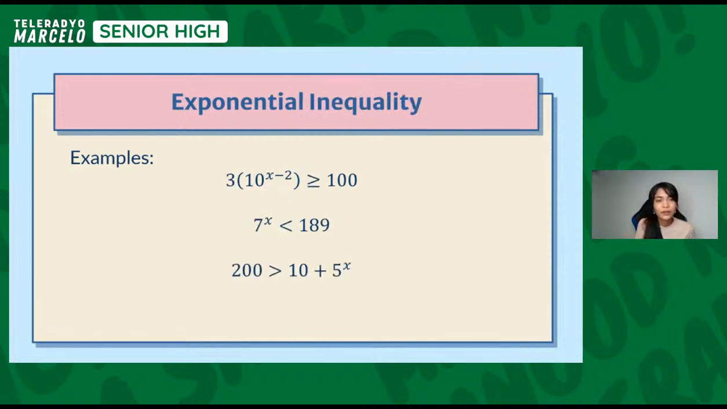For the next examples, let's take examples for exponential inequalities. We have here 3 times 10 raised to x minus 2 is greater than or equal to 100, 7 raised to x is less than 189, and 200 is greater than 10 plus 5 raised to x. So these are the examples of exponential equations and inequalities.